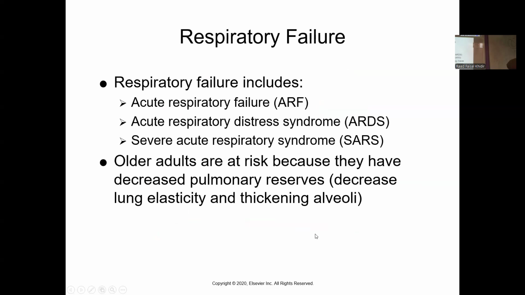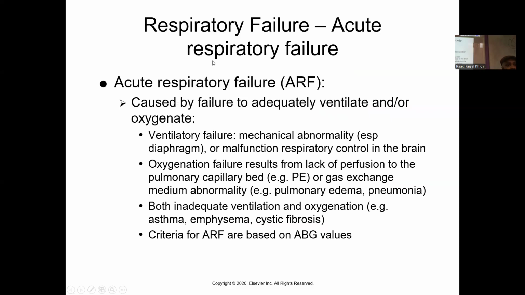Respiratory failure. So we have acute respiratory failure, acute respiratory distress syndrome, and also there is an infection known as severe acute respiratory syndrome. So we begin with respiratory failure, which is acute respiratory failure, known as ARF. That is caused by failure to adequately ventilate or oxygenate. So we do have the air. We began the lecture with this concept that oxygen is there. We just cannot deliver it and bring it into the blood.